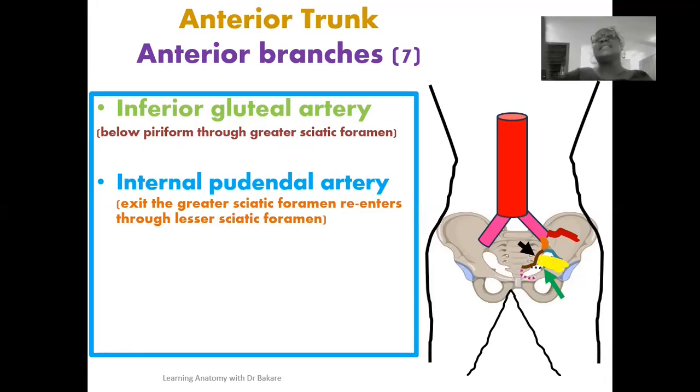So you see it exiting above and, of course, coming back in at the inferior region through the lesser sciatic foramen. As it enters the pelvis, it is directed into the pudendal canal. Remember, the pudendal canal is located at the lateral region of the anal triangle. We described this in our lecture on the anal triangle. So you have this pudendal canal.